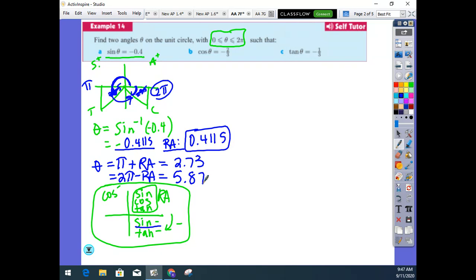Oh, you know, my calculator had the negative up here. Which I should have seen because pi is 3.14. So when I add my 0.4115, it should be 3.55. All right, sorry about that. So this should be more than pi, and this is just a little under 2 pi.